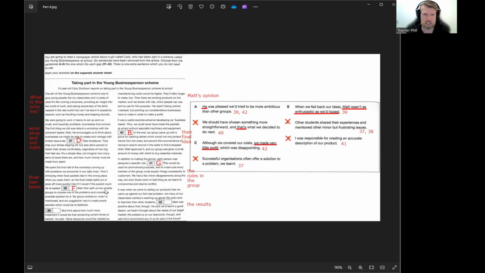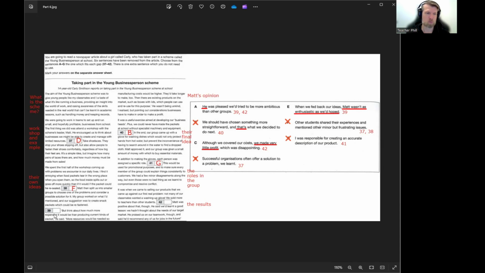And so now for 39, let me have a look again. Yeah, for gap 39, we have again two options, A or E. So it's at the beginning of the paragraph is where the gap is. So my group worked on what I had mentioned, and our suggestion was to create snack packets which could be refastened. Okay.